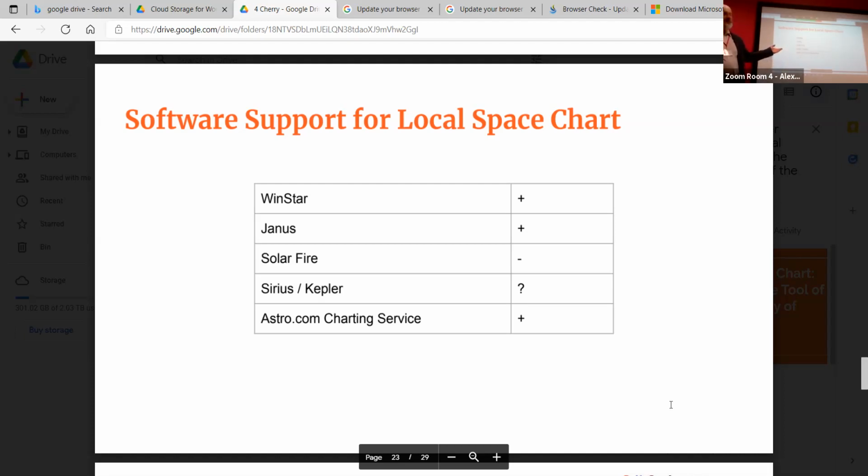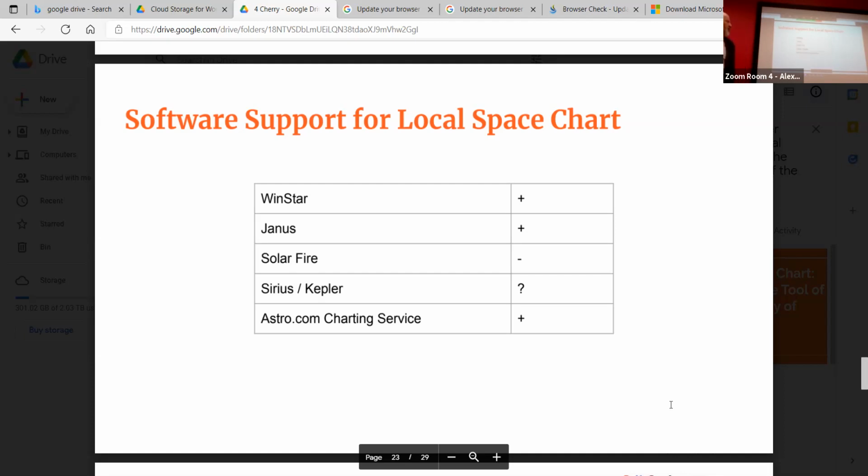Sirius Kepler. I've purchased this software not so long ago. I tried to create a local space chart there. It creates it, but in a way which is not the way I prefer to use it. So maybe again, you need to tune it a little bit. So I put a question mark there.